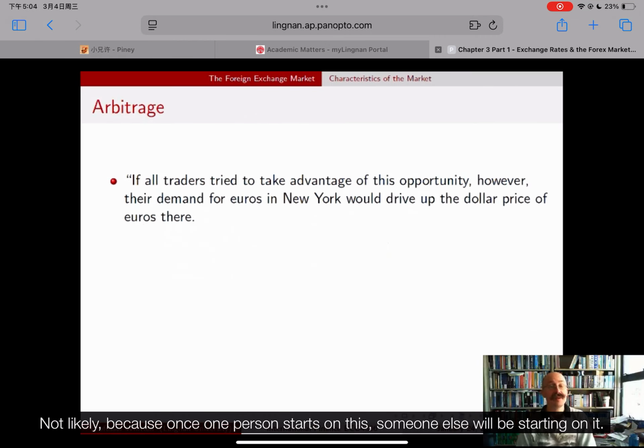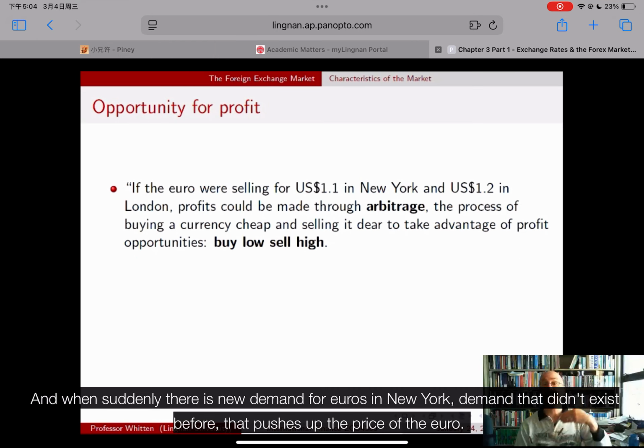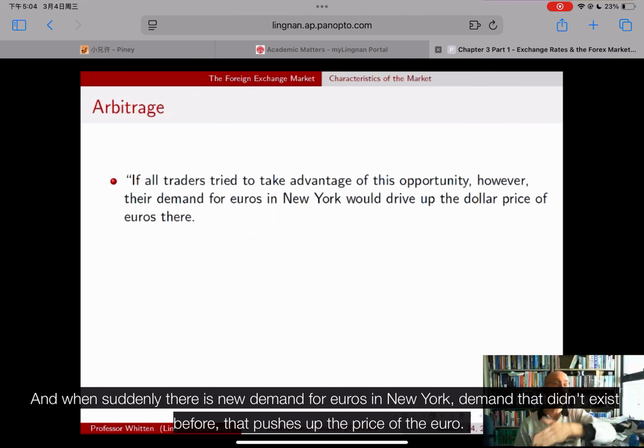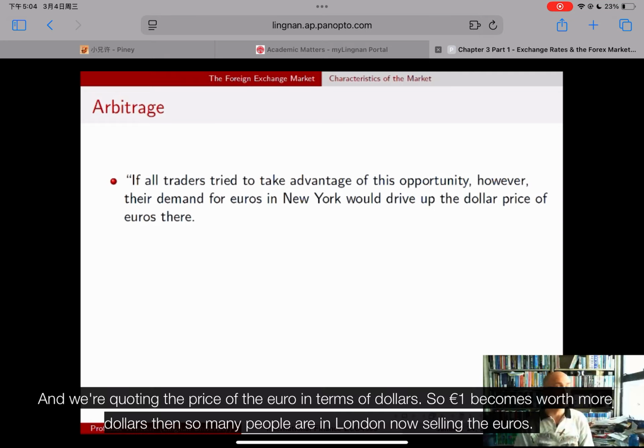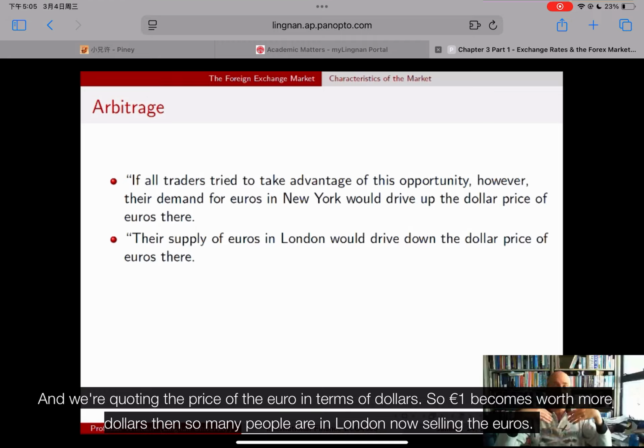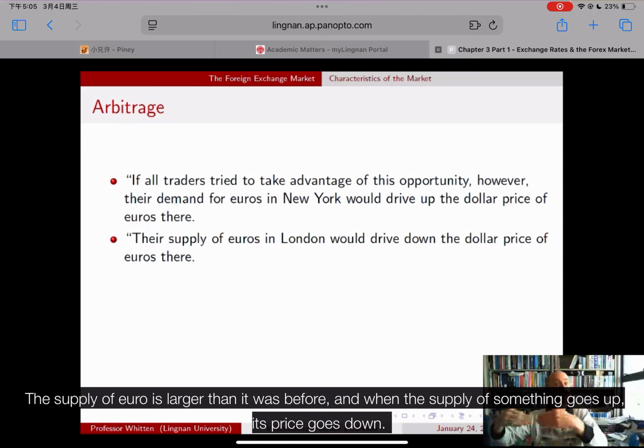Not likely, because once one person starts on this, someone else will be starting on it. And when suddenly there is new demand for euros in New York, demand that didn't exist before, that pushes up the price of the euro. And we're quoting the price of the euro in terms of dollars. So 1 euro becomes worth more dollars. Then, so many people are in London now selling the euros, the supply of euros is larger than it was before. And when the supply of something goes up, its price goes down.